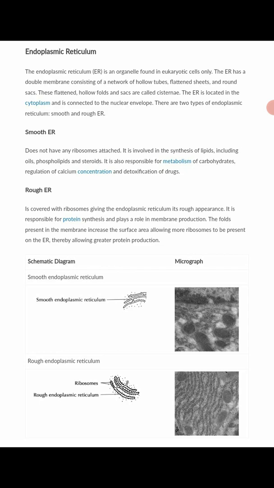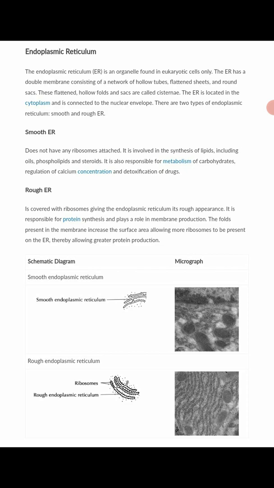The endoplasmic reticulum has a double membrane consisting of a network of hollow tubes, flattened sheets and round sacs. This is just a description of the endoplasmic reticulum. You can see the schematic diagram below. These flattened hollow folds and sacs are called cisternae. The endoplasmic reticulum is located in the cytoplasm and it is connected to the nuclear envelope.